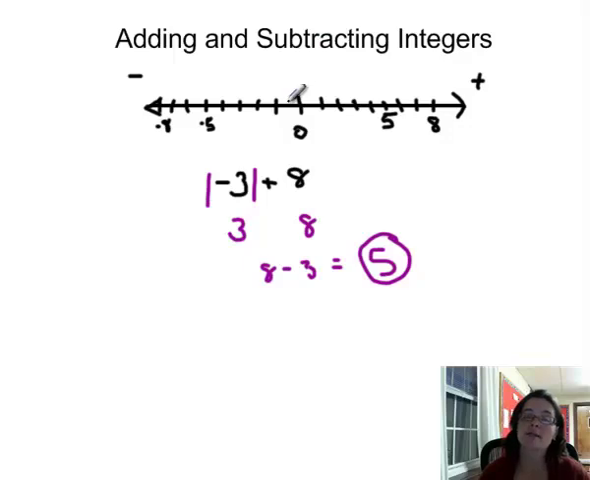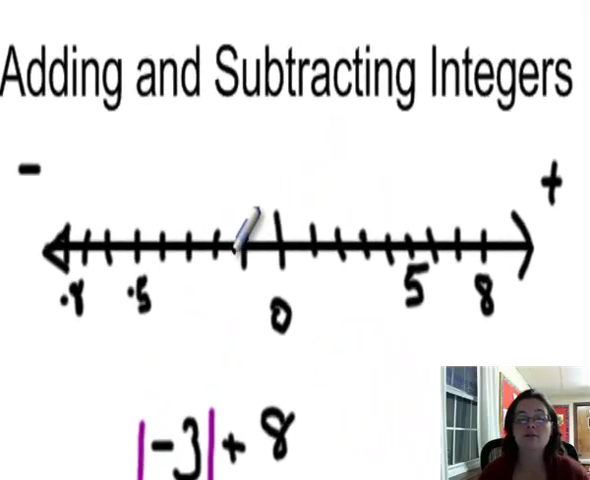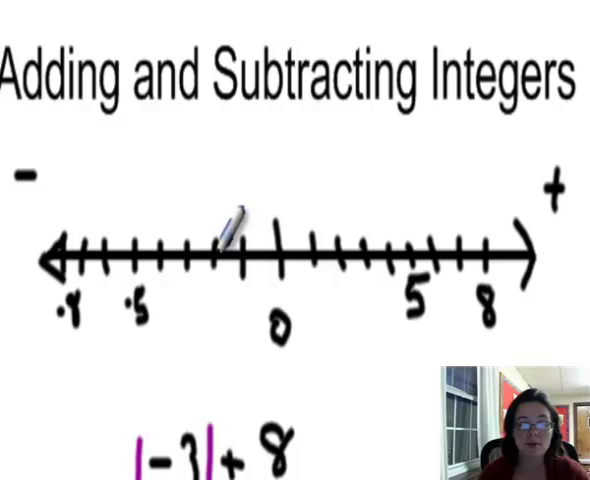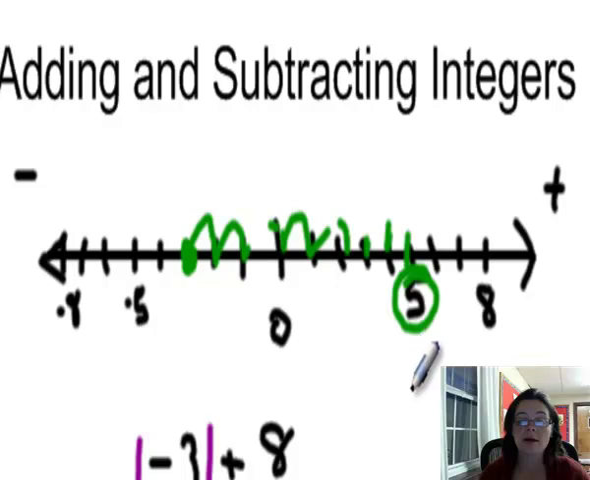Another way I can do a problem like this is to use a number line. So for example, if I start at -3, 1, 2, 3, here, and then I go up, which is the positive direction here, 8, let's see, 1, 2, 3, 4, 5, 6, 7, 8. You'll notice I end up at +5, which is the same answer we got when we did it using absolute value.